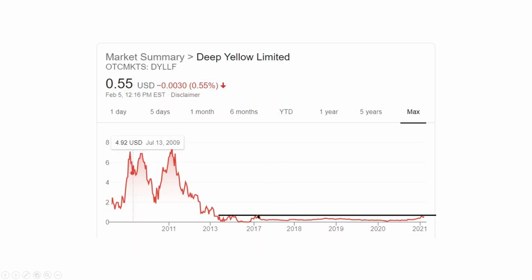Deep Yellow is putting in a massive U shape and then a cup and handle basically. It looks like a massive cup and handle.